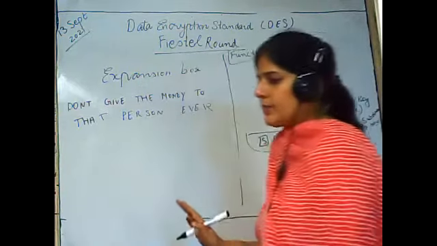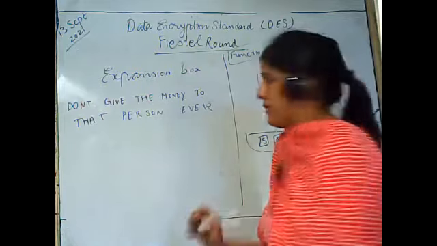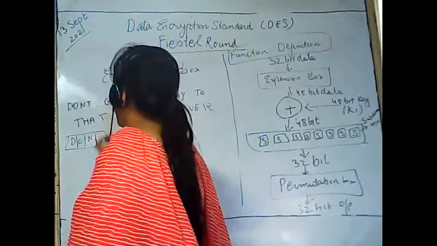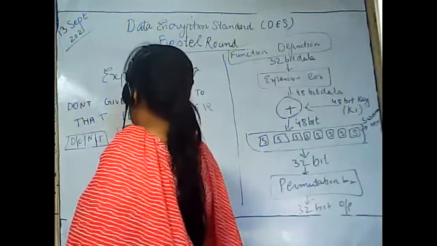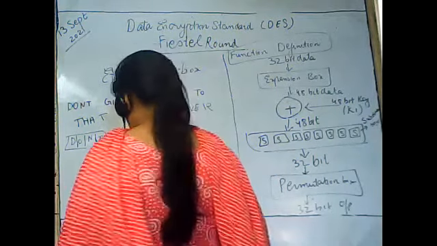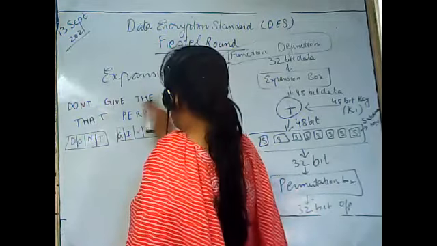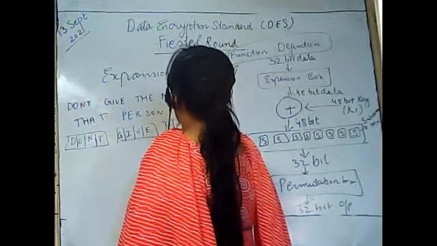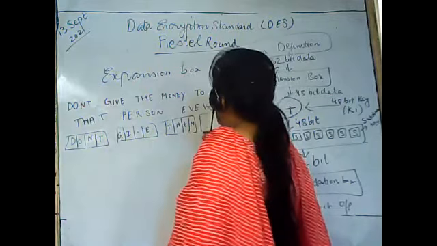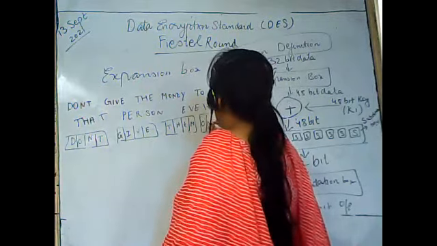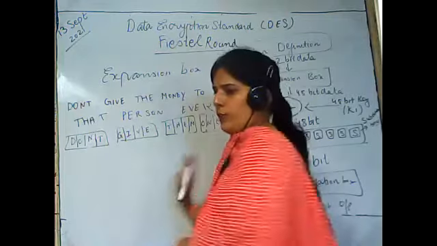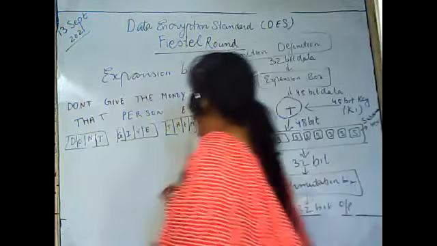First of all, I will divide this data into blocks of 4 bits each. So I can write it like this: D-O-N-T, Don't. The next block is G-I-V-E, Give. Next, but I have to include 4 in a block, so I will include one M also: M. Again, 4 in a block: O-N-E-Y.